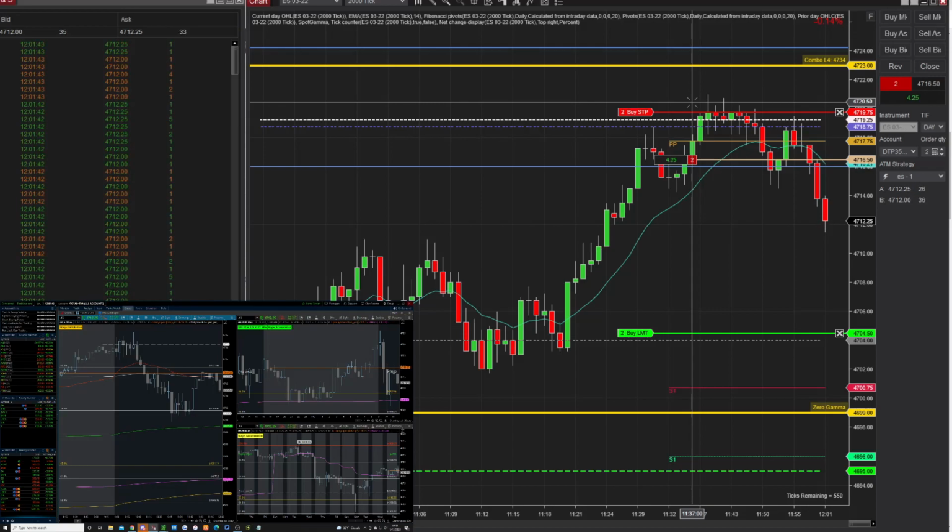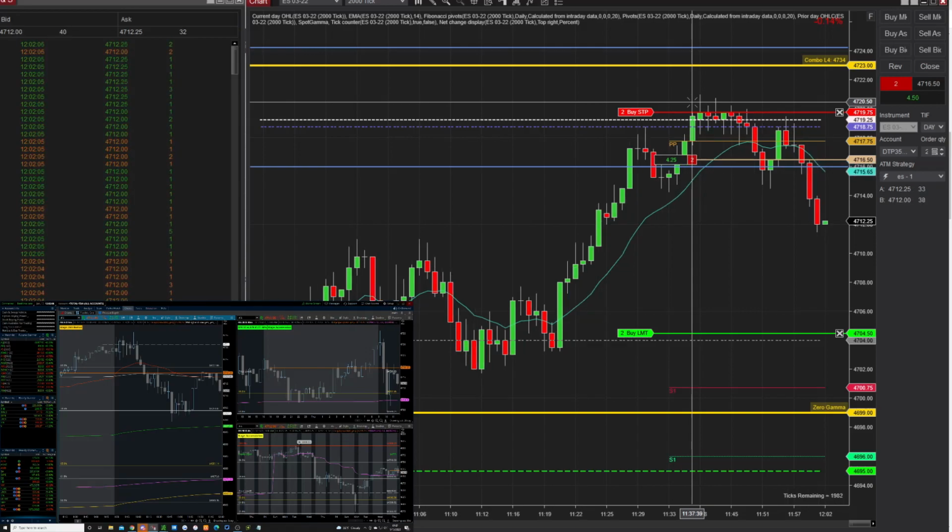VWAPs are also good to use as support and resistance levels sometimes, especially the intraday, because we might see price push up really high or really low early in the day, and then we might see a retracement back to the VWAP. If we're bullish on the day, we might just bounce off that VWAP and continue higher. Or if we're bearish for the day, we might bounce off that VWAP and continue lower, kind of like we did in this trade. So I entered this short trade around 47.1650.